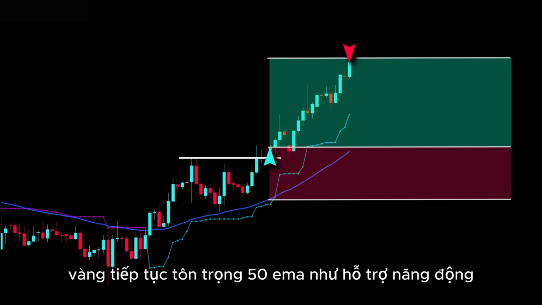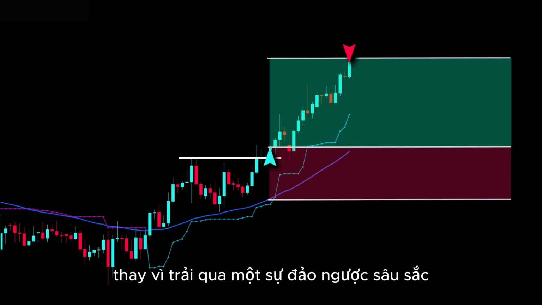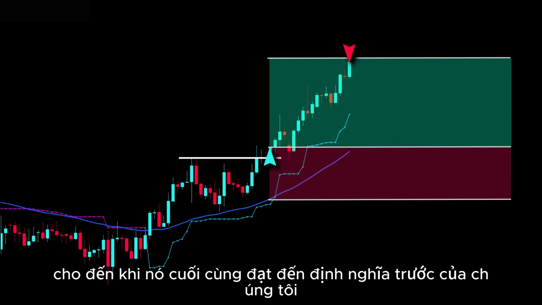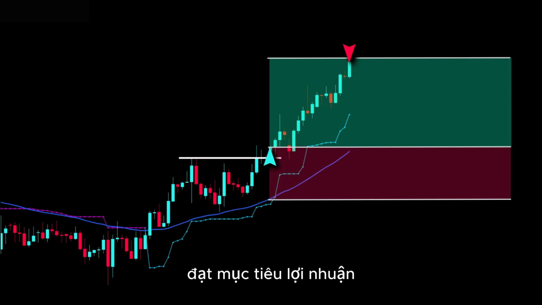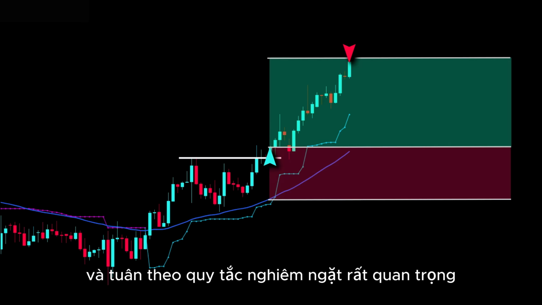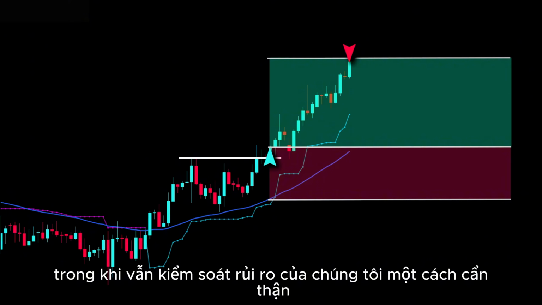Gold continued respecting the 50 EMA as dynamic support, while bullish momentum remained strong throughout the move. Instead of experiencing a deep reversal, the market steadily climbed higher until it eventually reached our predefined take profit target. This example clearly demonstrates why patience and strict rule following are so important. By waiting for every confirmation instead of entering too early, we were able to capture a clean, high-probability trade while keeping our risk carefully controlled.